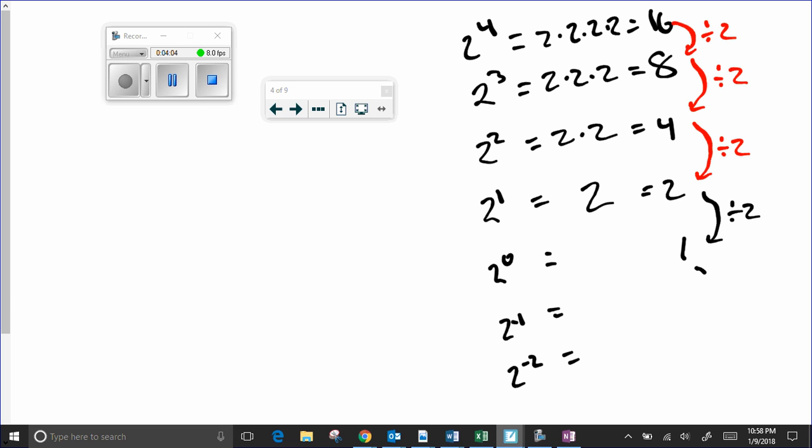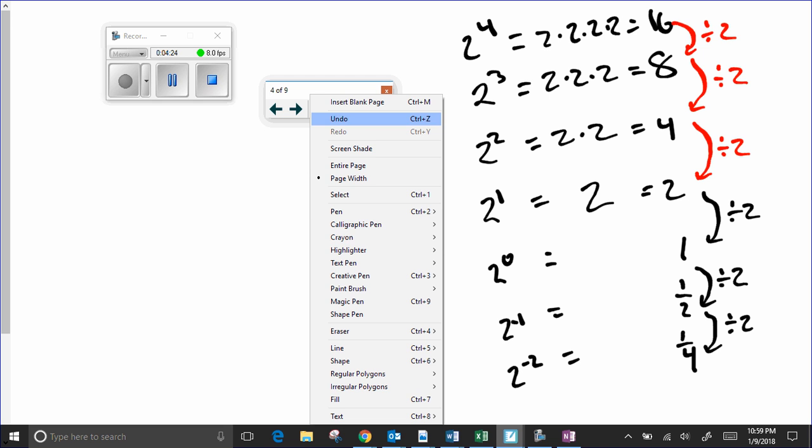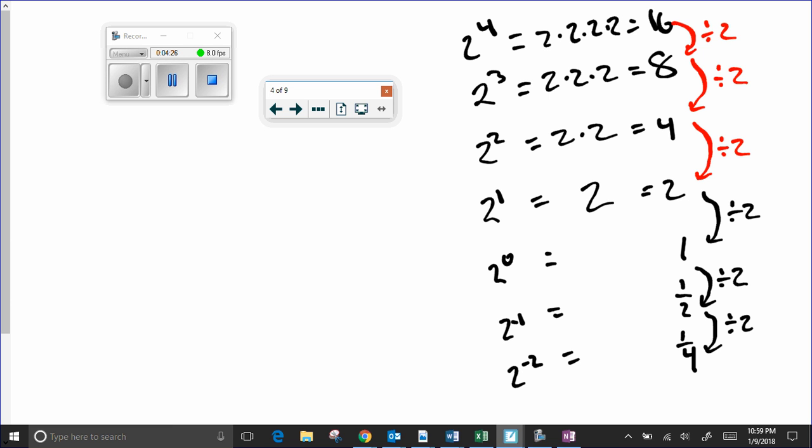What happens if I go down again and divide by 2 again? What will that make? 1 over 2. What happens if I divide by 2 again? Well, that actually makes 1 over 4. Which is really interesting how that ends up playing out, because how else could I write 2 down here at the bottom? That's 1 over 2 to the first. How else could I write 4 down here at the bottom? That's 1 over 2 to the second.